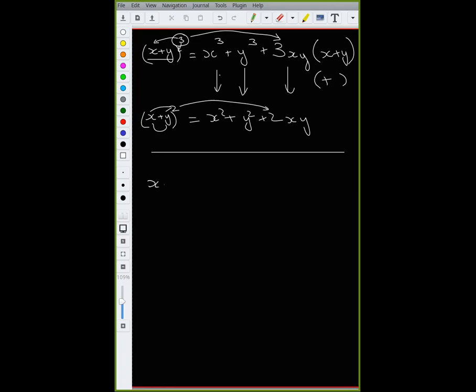Similarly, now let's do x minus y, the whole thing cubed. Dhruti, what will be the first term? It will be x cube. Second term? Minus y cube. Why? Because it's cube, so that is basically minus y into minus y into minus y. Minus into minus is plus, then plus into minus will give you minus y cube.